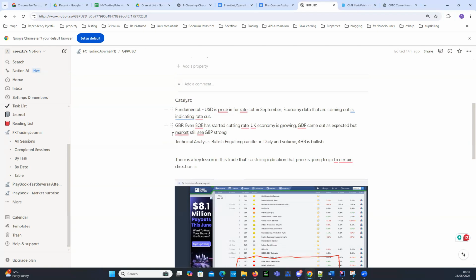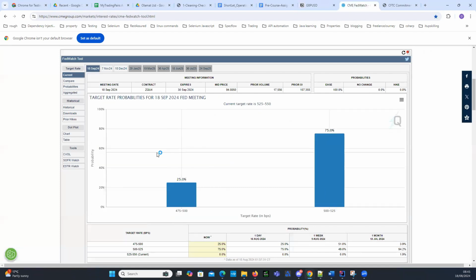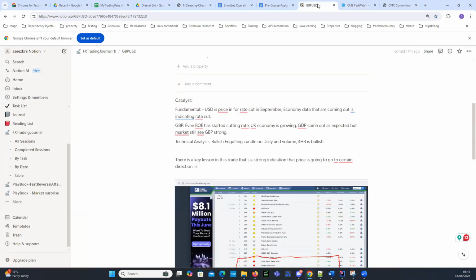So yeah, for this, I've been watching GBPUSD. So what's going on in UK and what's going on in US. So in the US, at this period of time, USD is pricing in a rate cut in September. As you can see, the Federal Reserve watch, they're already pricing a 75% rate cut in September. So we're in August now.